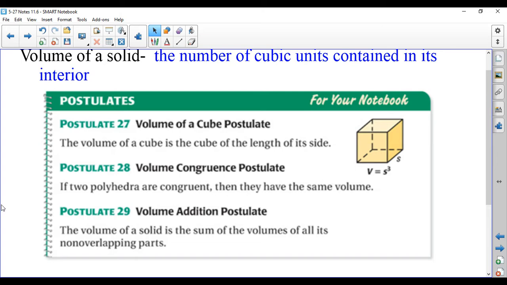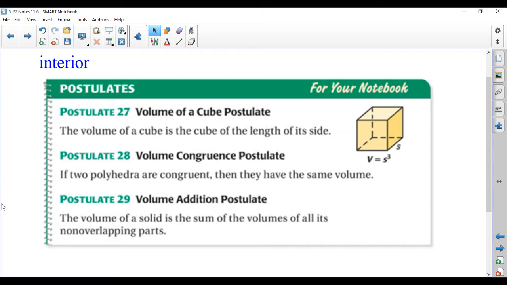The volume congruence postulate says if two polyhedra are congruent, then they have the same volume. They're going to take up the same amount of space. And the volume addition postulate says the volume of a solid is the sum of the volumes of all its non-overlapping parts. You can break these figures into smaller pieces and then add the volumes together.